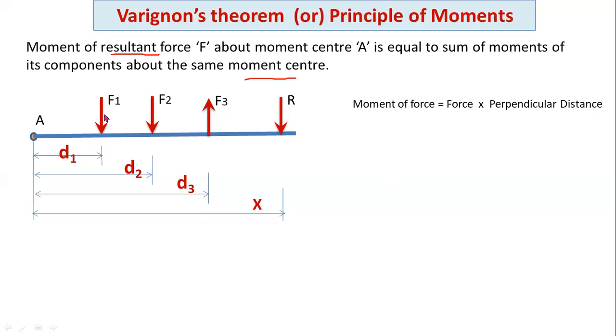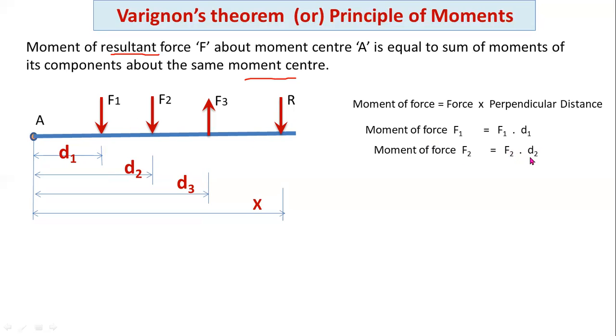Here the moment of force for force F1 equals force into distance. Here the force is F1 and the distance between the line of action of force F1 and the point A is D1. D1 is the perpendicular distance. So F1 into D1, this is the moment of force F1. In a similar way, the moment of force F2.